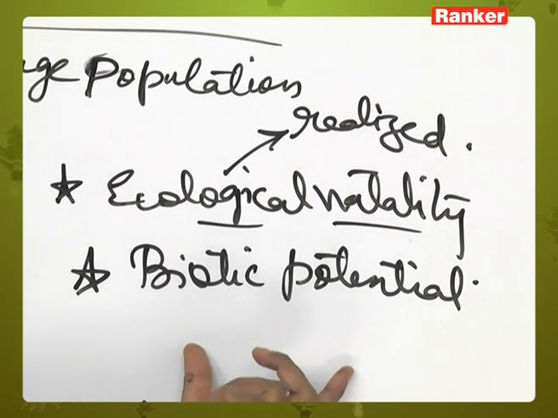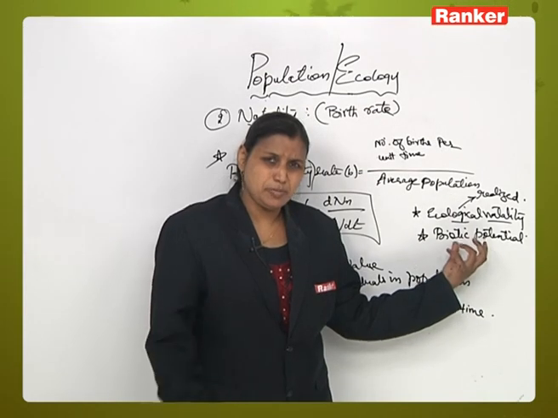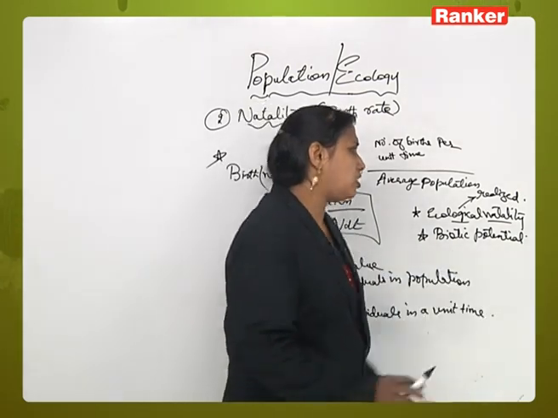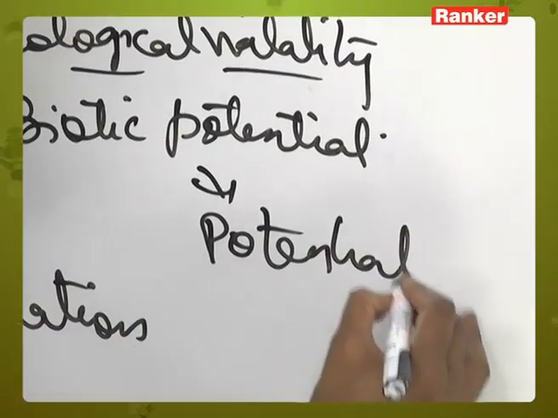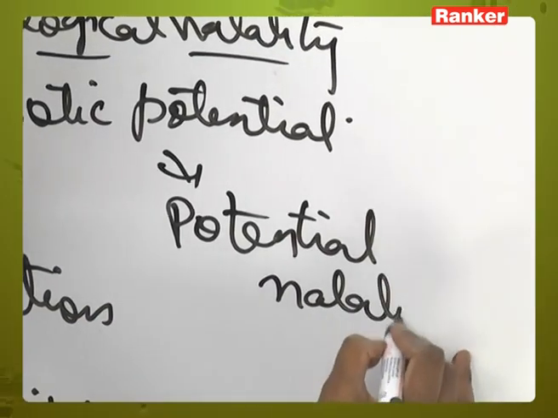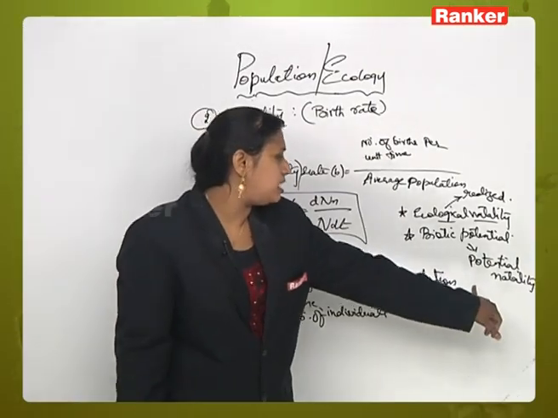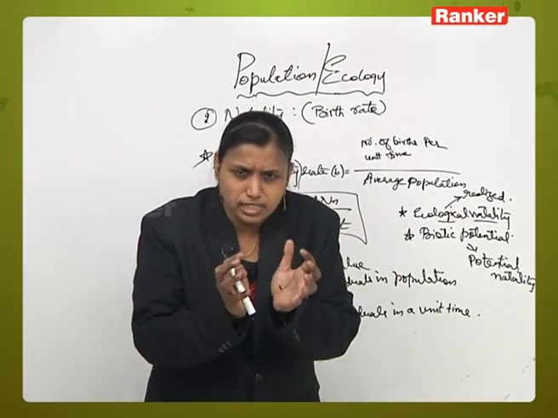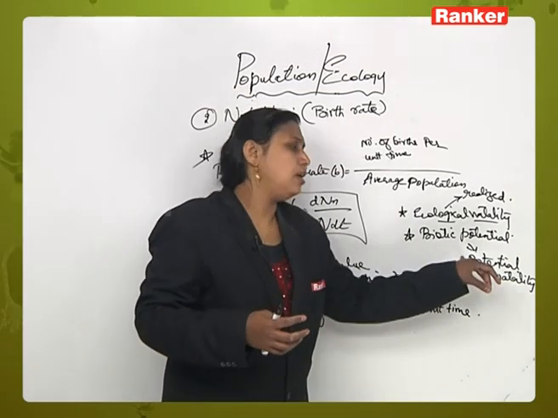Now, the theoretical increase in the population which can be achieved in a particular unit area is called biotic potential, or it is also called potential natality. It means the theoretical maximum increase of that particular population in a unit area, in a unit time, is called biotic potential.